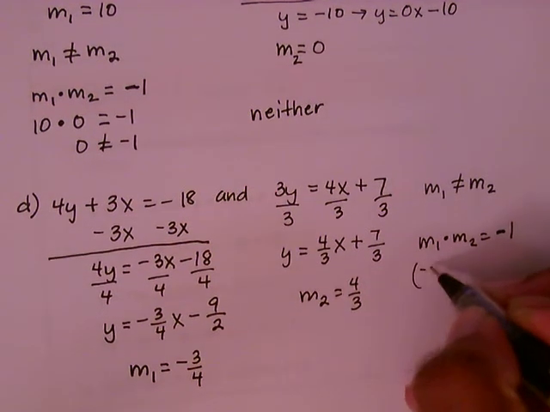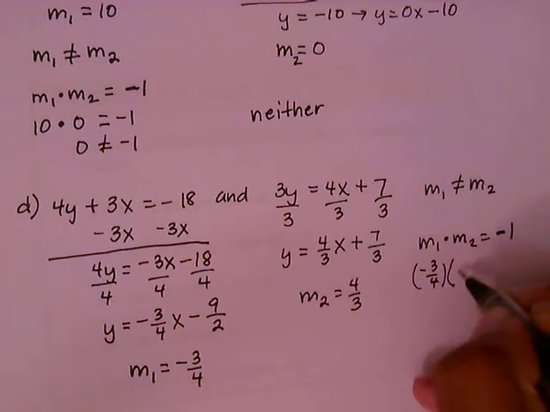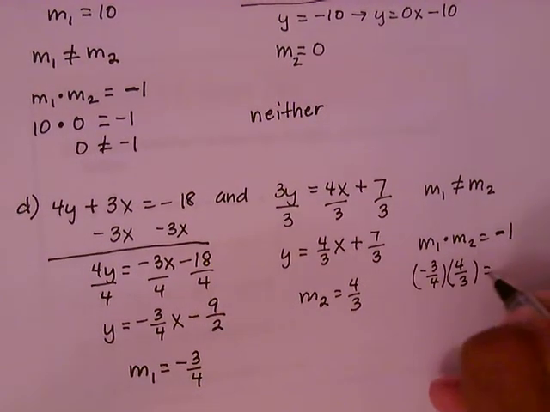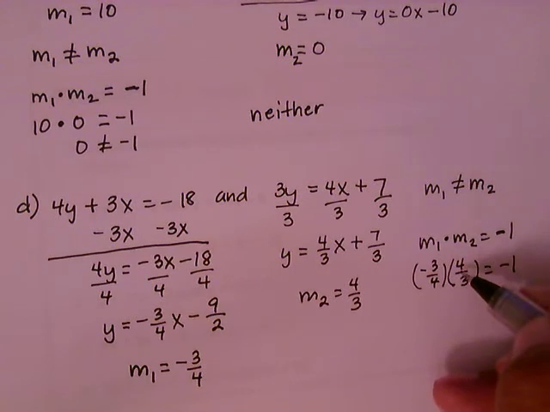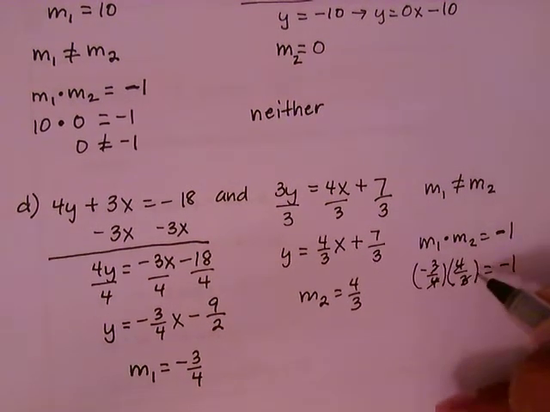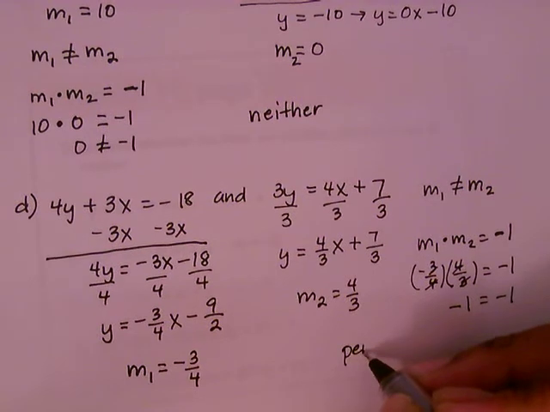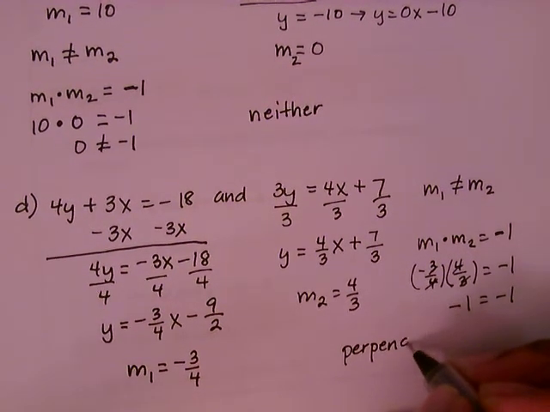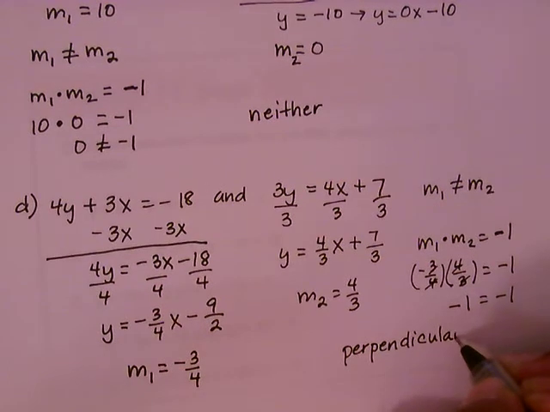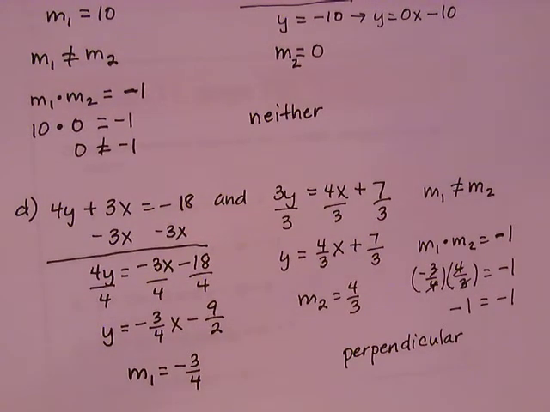So if I do -3/4 times 4/3, that should equal -1. Well, these 4's divide out, the 3's divide out, I'm left with a -1. And that does equal -1. So that means the two equations are perpendicular to each other. The lines of those two equations are perpendicular, I should say.